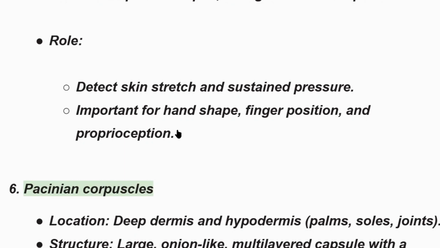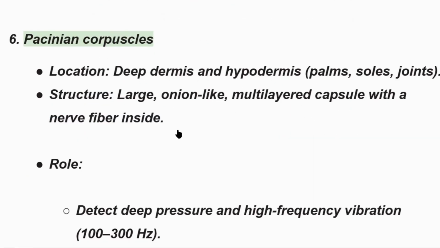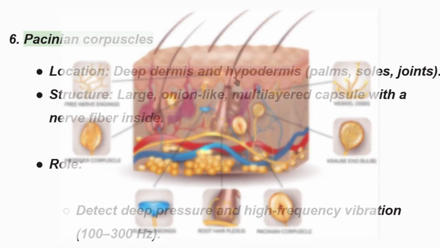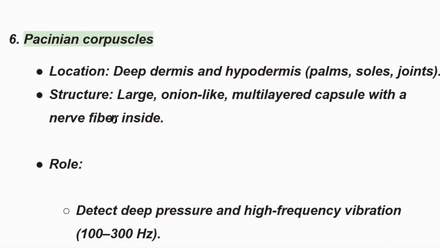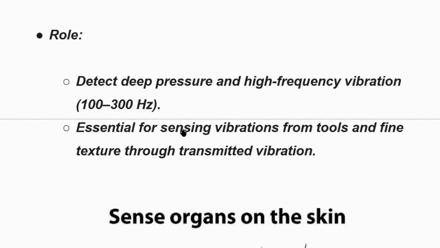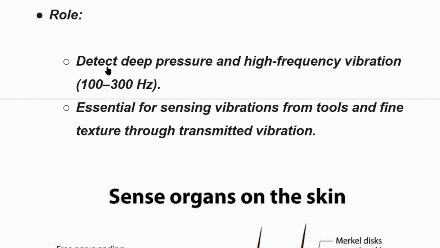and proprioception. And Pacinian corpuscles: the location of Pacinian corpuscles is the deep dermis and hypodermis in palms, soles, and joints. The structure of them: they are a large onion-like multi-layered capsule with a nerve fiber inside. The role of Pacinian corpuscles: they detect deep pressure and high-frequency vibration from 100 to 300 Hz, which is essential for sensing vibrations from tools and fine texture through transmitted vibration.